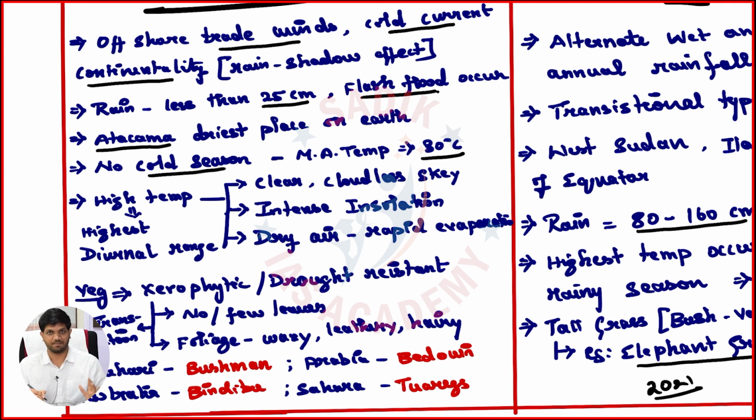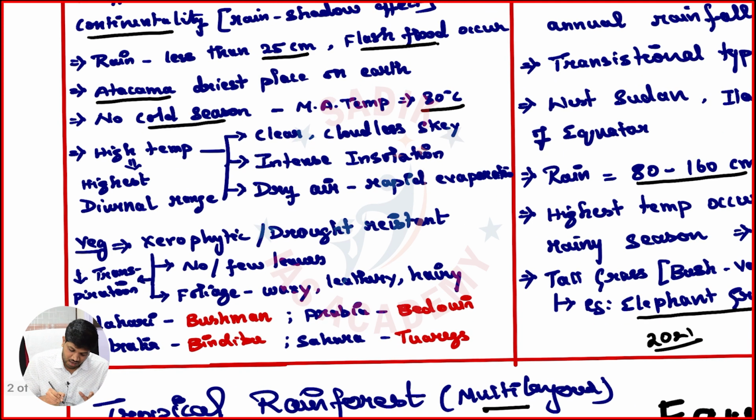and cloudless sky. You know that the clouds will reflect the sunlight. In the desert region, there will be fewer clouds and there will be intense insolation, dry air and rapid evaporation. So the evaporation will exceed the rainfall. Because of this only, the desert like climate is happening, and they have the highest diurnal range. Diurnal means the single day difference. It will be very hot during the daytime, and it will be the coldest during the night time.